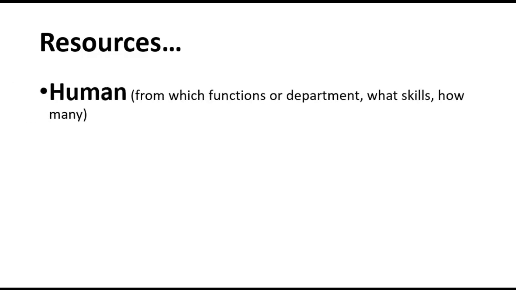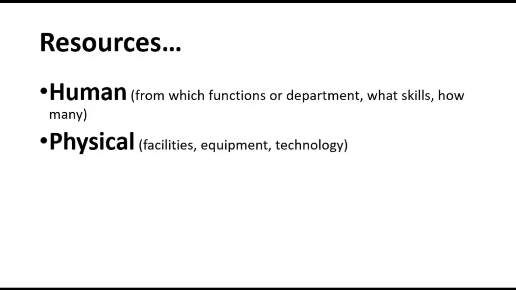For better understanding, in general, we can classify resources into three types. First, human resources: from which function or department, what kind of skill is required, and how many people or workers are required. Second, the physical, such as the facility, equipment, and technology. This can be associated with the infrastructure. And of course, the last one is the financial. You require finance to purchase all the infrastructure or to pay the salary for the human resources.